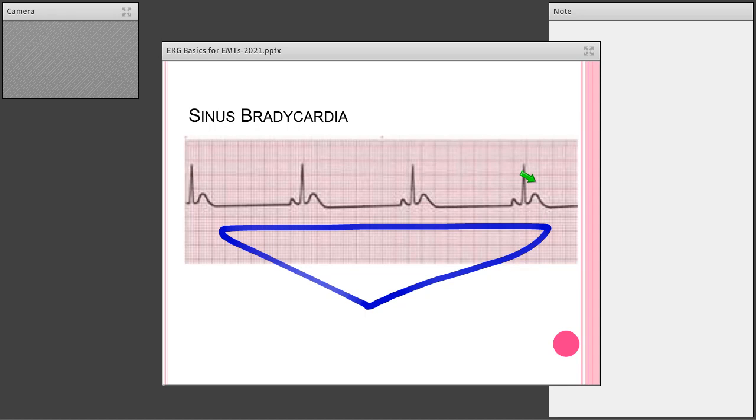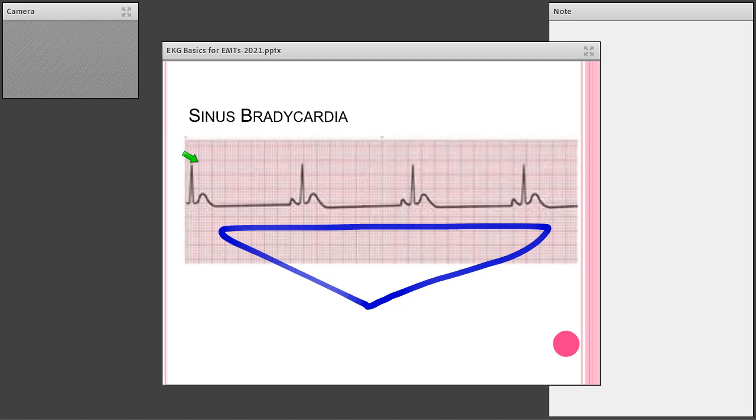Or we can start with this one, which is more or less on the line here, and we would go 300, 150, 100, 75, 60, 50, 43, 37. So if we count that way, it's probably about 35 or so would be the heart rate on this person.